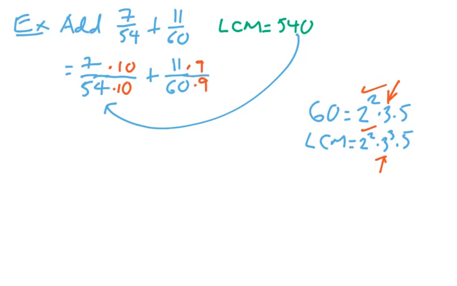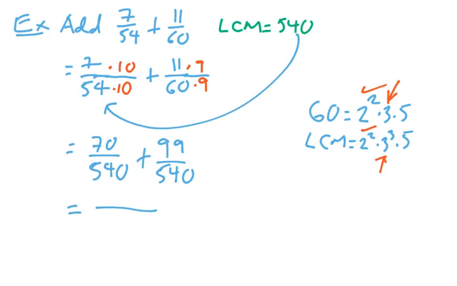The 5 is okay. I've got 5 in both of those. It's the 9 that's missing. Multiplying 60 by 9 would give me 540. So if I do that, I will have 70 over 540 plus 99 over 540. Finding the common denominator, which is the least common multiple, gives you the same denominator so that you can copy the denominator and add the numerators. The sum of those numerators would be 169.